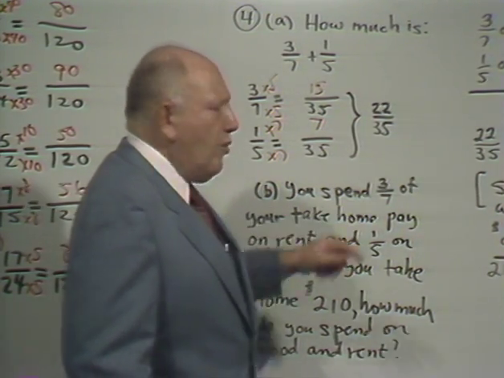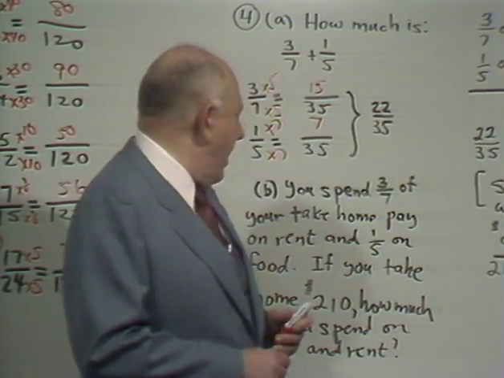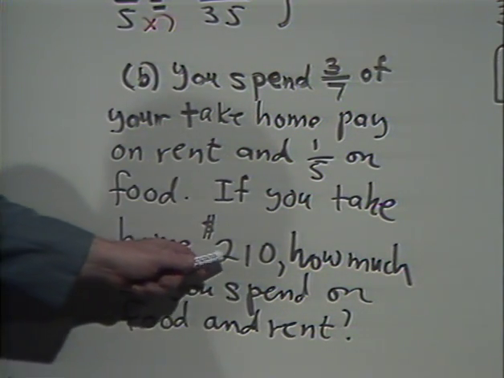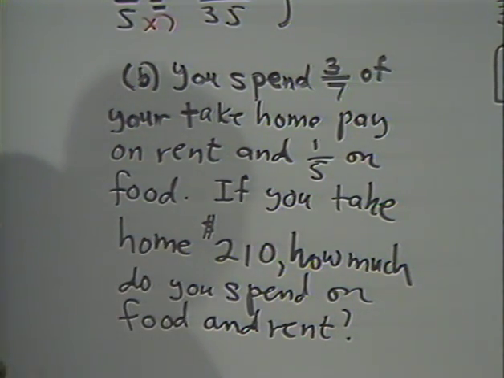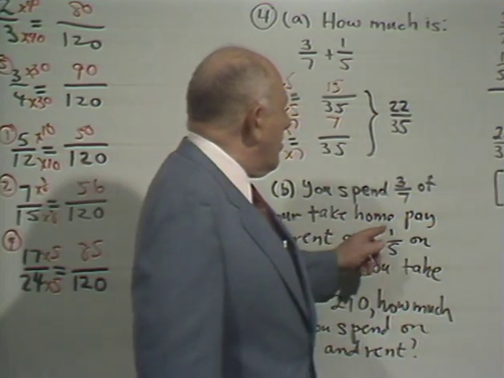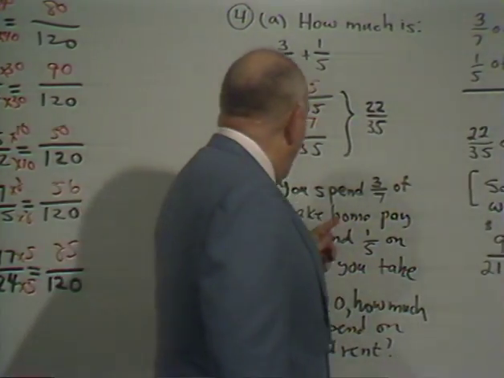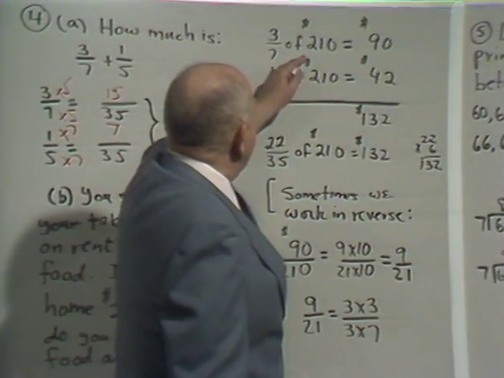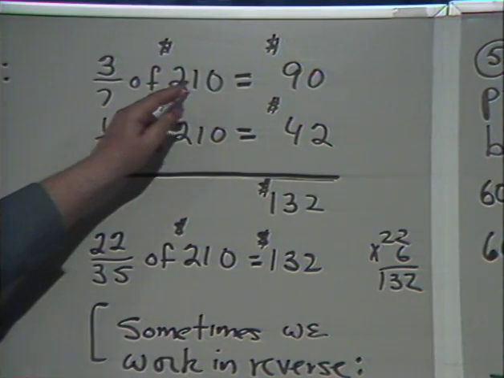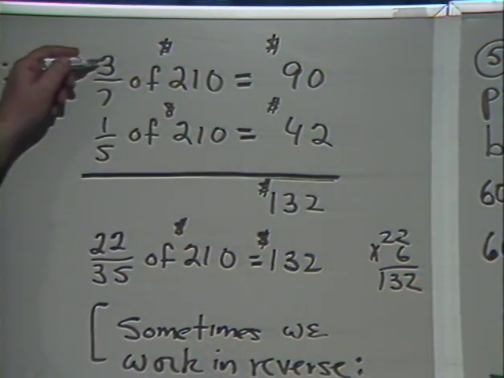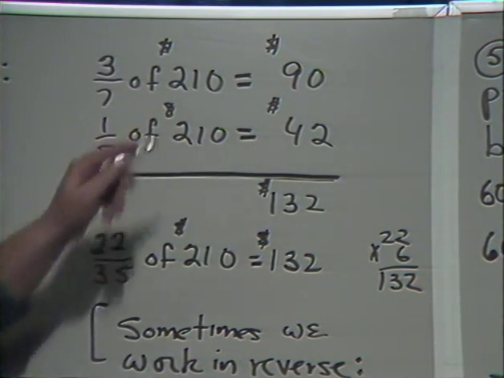So assume that you know that you're spending 3/7 of your take-home pay on rent and 1/5 on food. The problem says if you take home $210, how much do you spend on food and rent? Remember, fractions are adjectives modifying nouns. You're spending 3/7 of your take-home pay on rent, but your take-home pay is $210, so you're spending 3/7 of $210. 210 divided by 7 is 30. 30 times 3 is 90. See, at a rate of 3 out of every 7, you're spending 90 out of every 210.